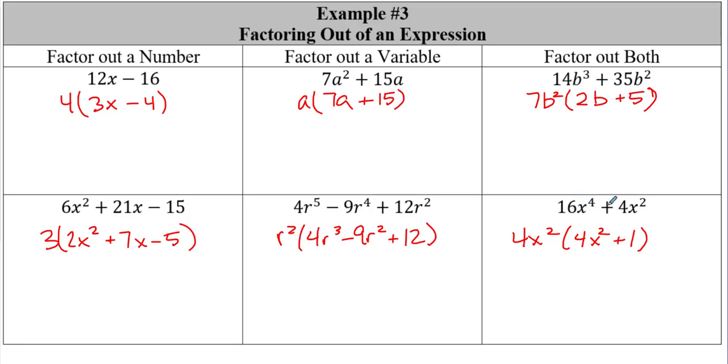The largest number that can go into 4 and 16 is 4. The smallest power is x squared. Remember, after you take out this GCF, you are taking this number divided by this number. 16 divided by 4 is 4. X to the 4th divided by x to the 2. If you remember your exponent rules, you are subtracting.